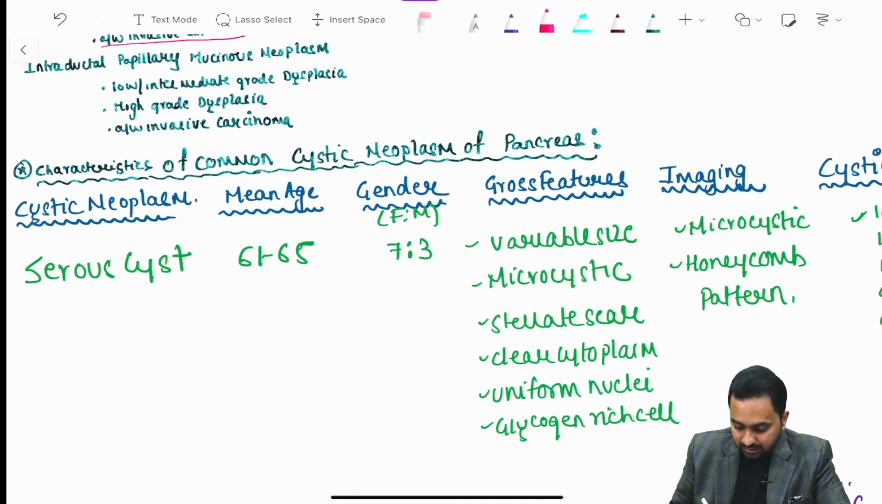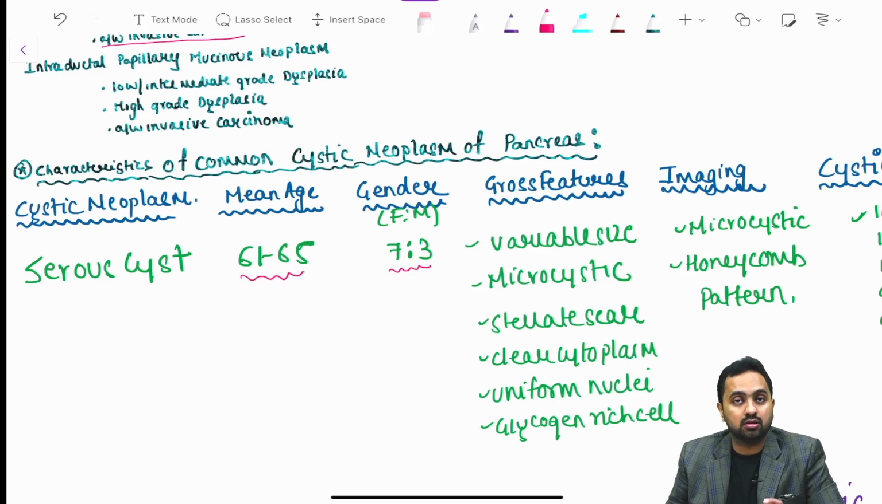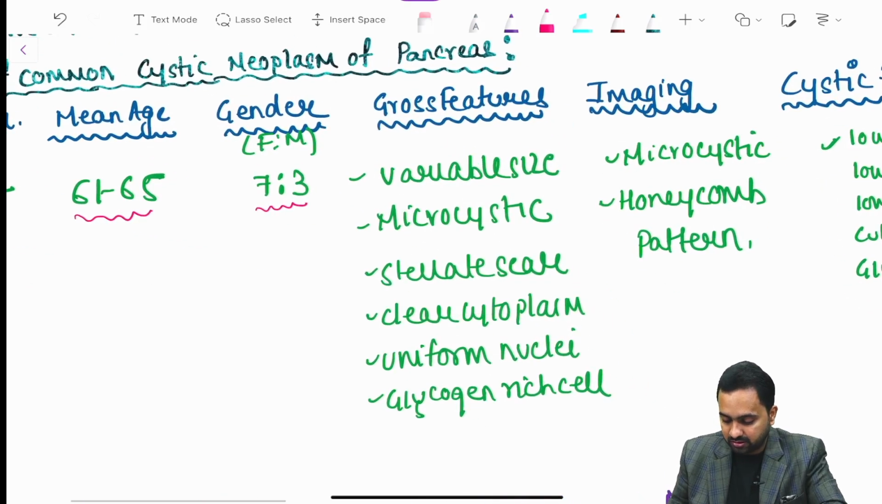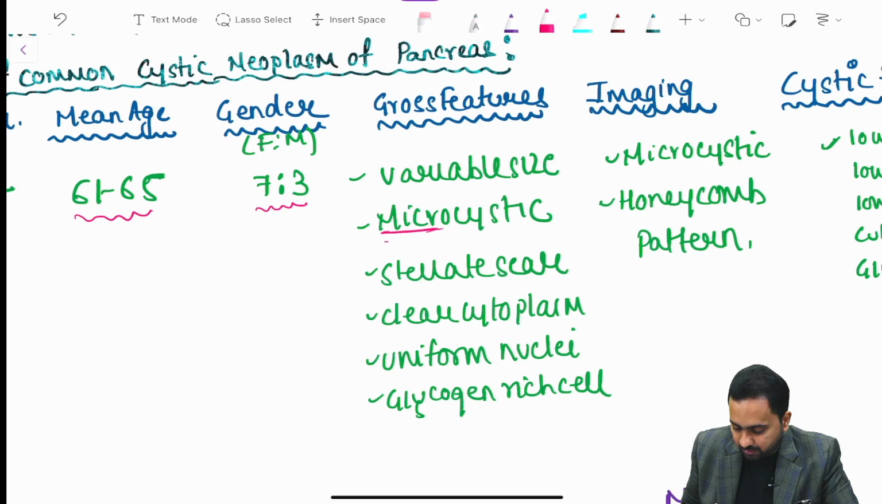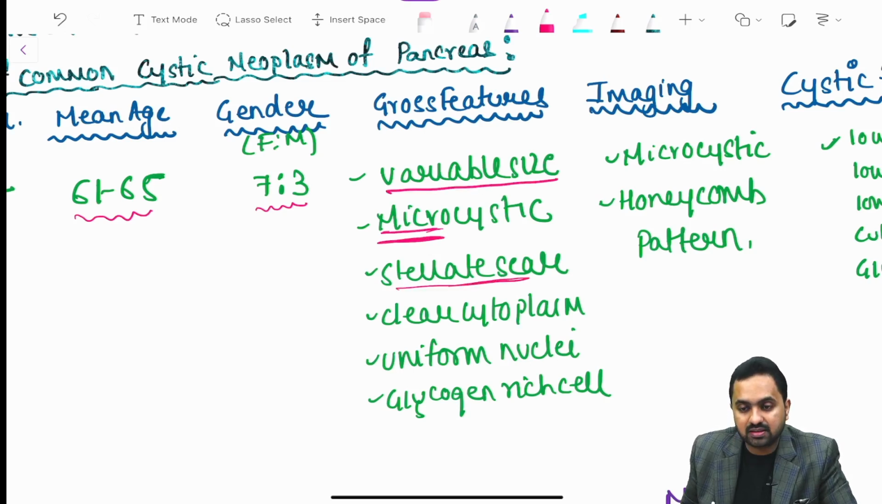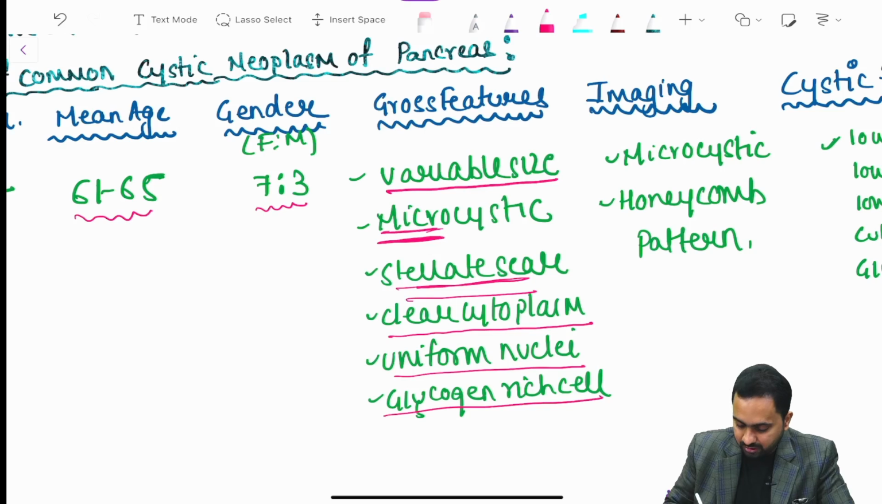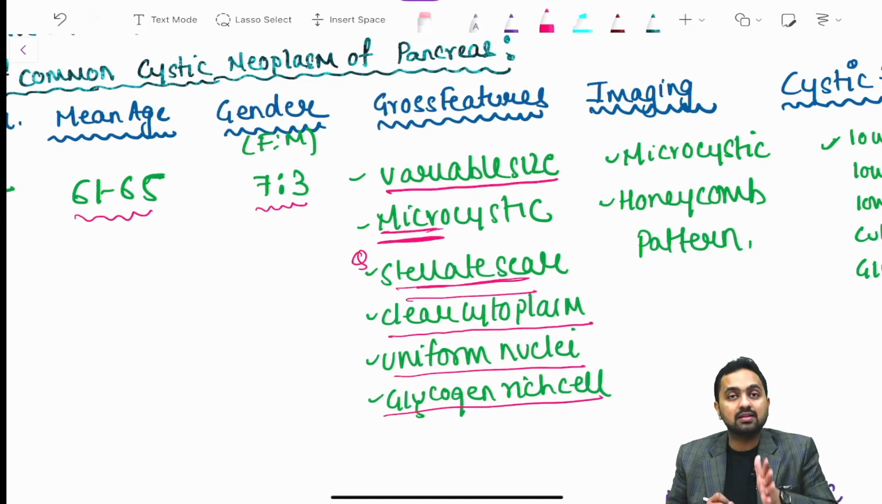It occurs in the mean age 61 to 65 years, having a more female dominance. The gross features include they are microcystic, of variable size, have a stellate scar. They have a clear cytoplasm, have uniform nuclei and glycogen rich cells. So, these are your clinching features pointing towards your serous cystic neoplasm when you look at the gross features.